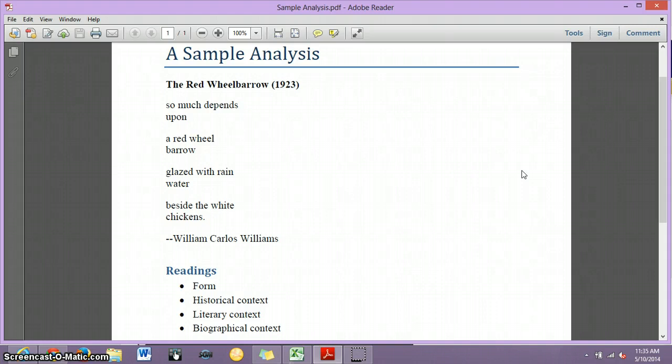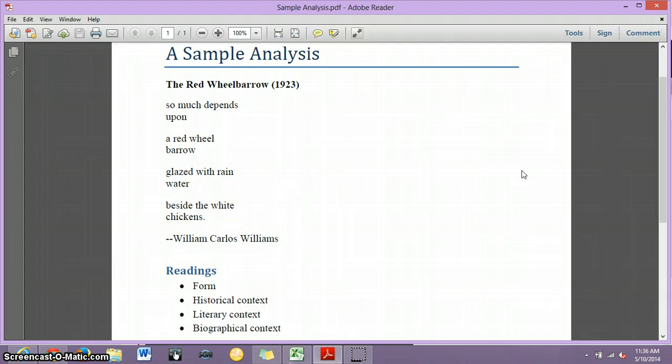So it's pretty short, it's pretty simple, it's pretty sweet, but it is surprisingly rich and deep. And so I will use this tiny little poem to help you see just how many different meanings can go on in something so short. So the poem is called The Red Wheelbarrow. So much depends upon a red wheelbarrow glazed with rainwater beside the white chickens. That's it. That's the whole poem.